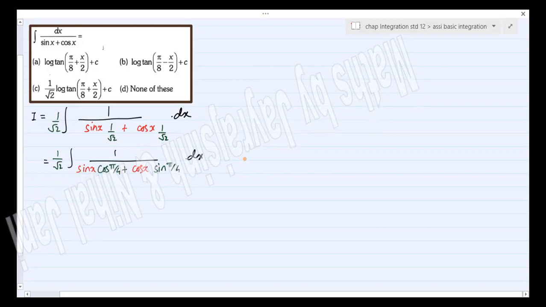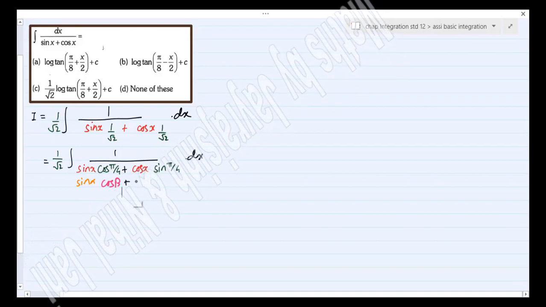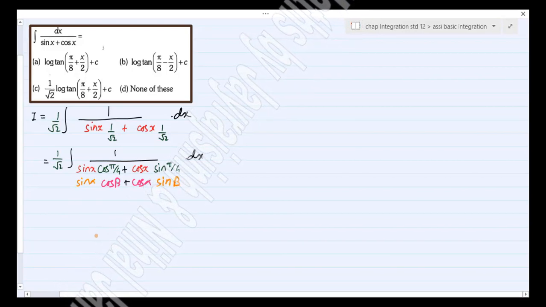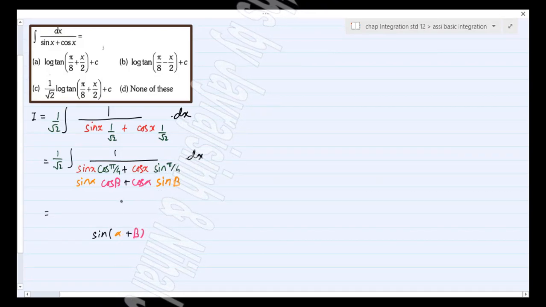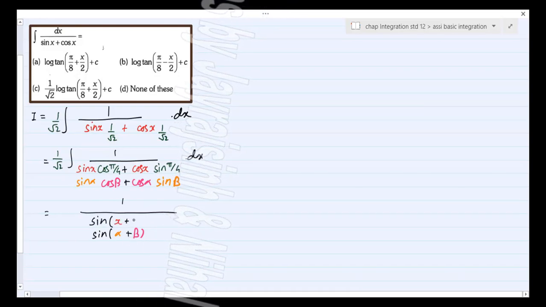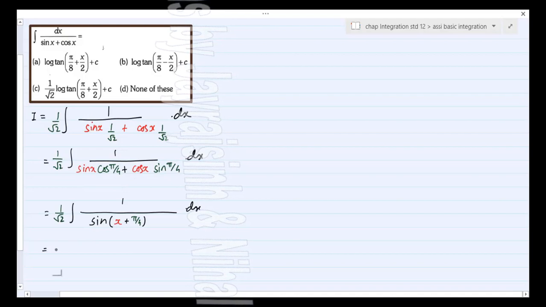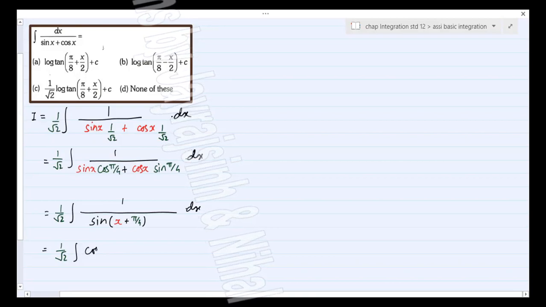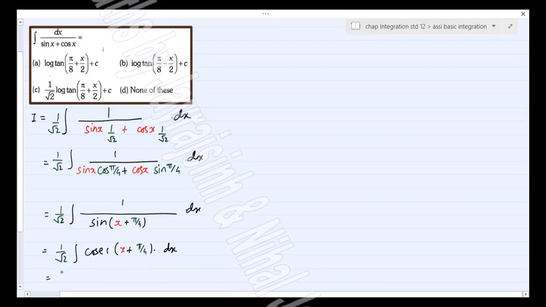In denominator, we get the form of sin alpha cos beta plus cos alpha into sin beta, which is equal to sin alpha plus beta. So our denominator will become sin x plus pi by 4, and rest of the things will be as it is. In further simplification, we can say 1 upon sin is simply cosec x plus pi by 4. We are ready for integration.